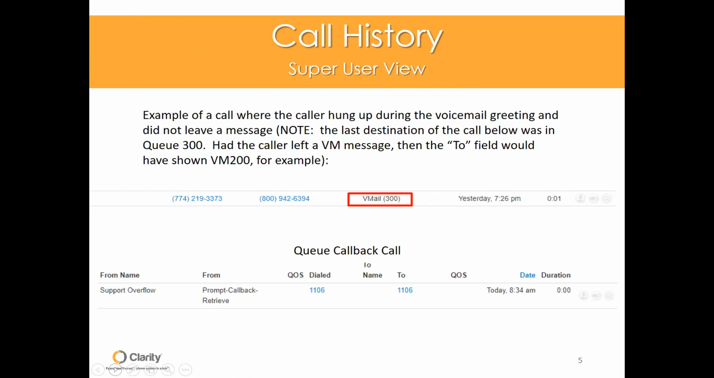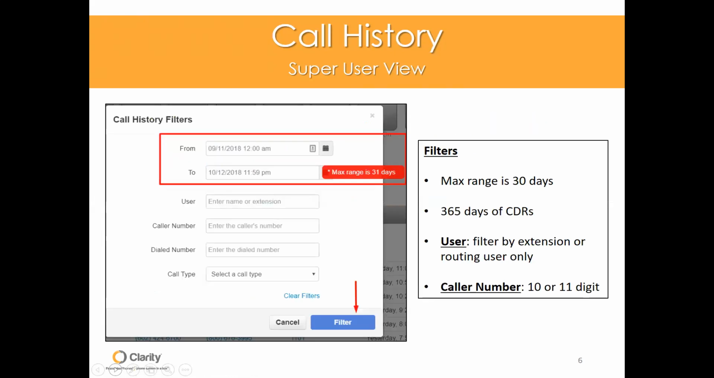All right, questions on queue call? All right, so call history. It says max range is 31 days. I went 31 days and it wouldn't let me, so it's actually 30 days. So you can only go back 30 days, but we do keep the CDRs, as you know, for 365 days.